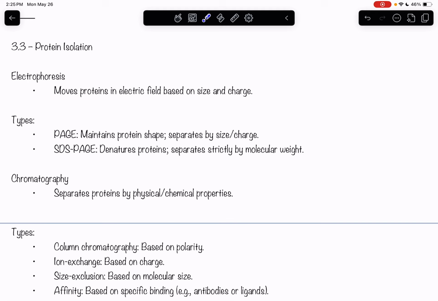We have native PAGE, which maintains protein shape and is separated by size or charge. Now we have a different type, SDS, which I think is sodium something sulfate. This denatures your proteins and separates them by molecular weight. And again, I was actually just doing a UWorld passage and I saw that exact thing.